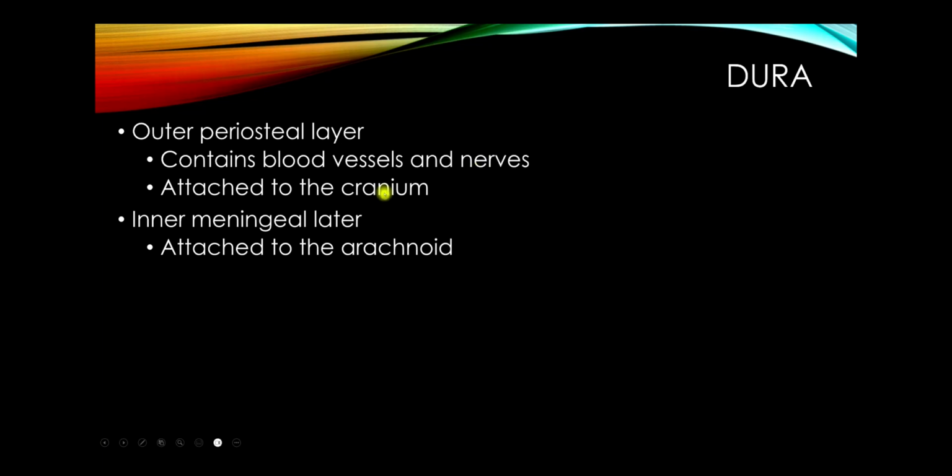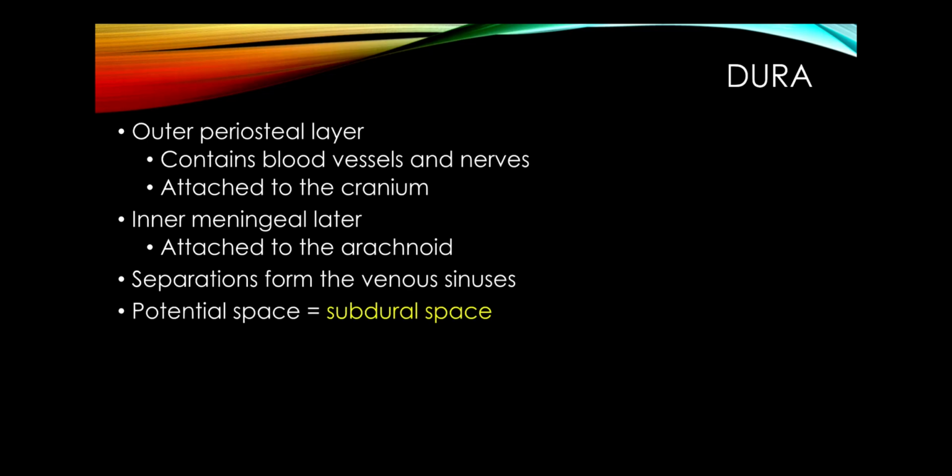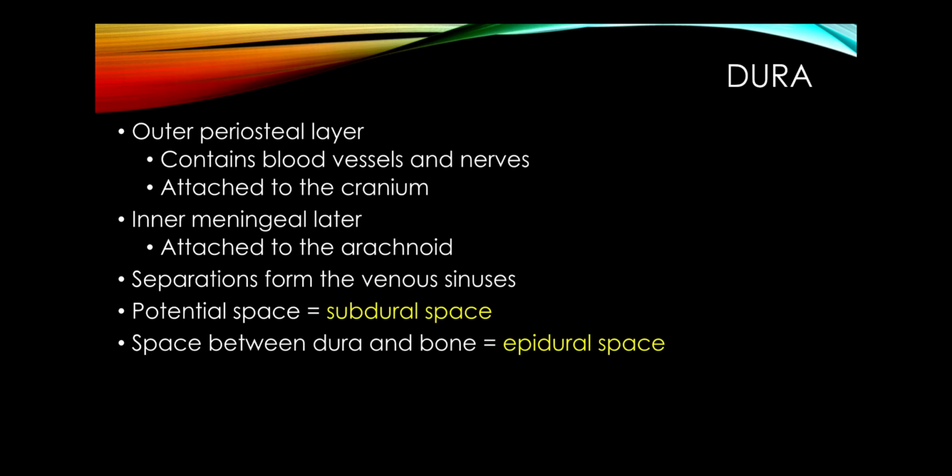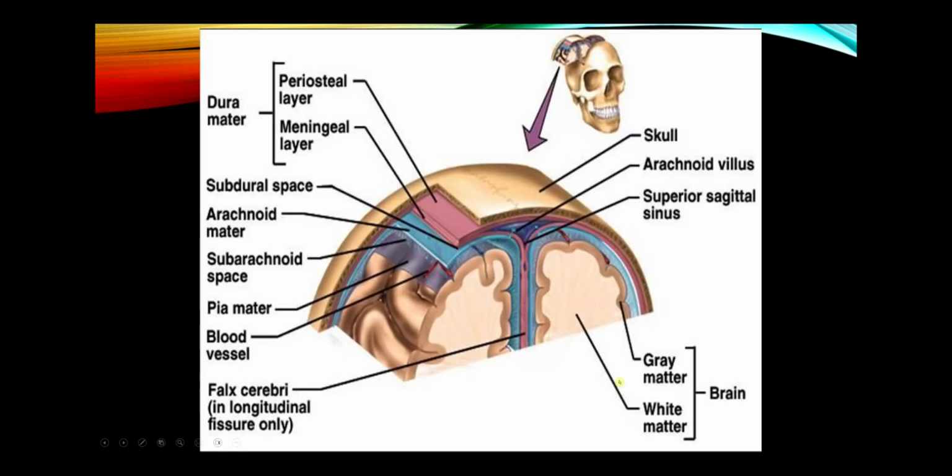Okay, so this outer layer is attached to the cranium, and then we have an inner meningeal layer that's attached to the arachnoid. Okay, and we'll see that there are separations between these two layers of the dura that form the venous sinuses. So there are some spaces that are important, either above or under the dura. The space between the inner meningeal layer and the arachnoid is known as the subdural space, and the space between the outer periosteal layer and the bone is called the epidural space.